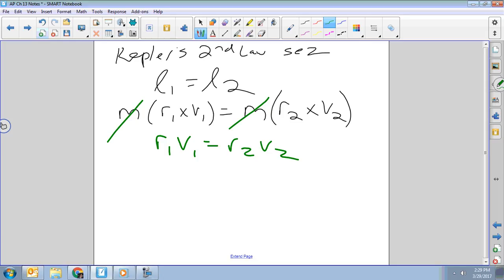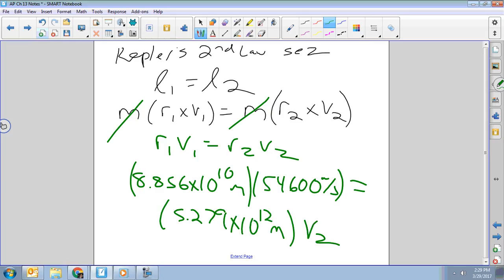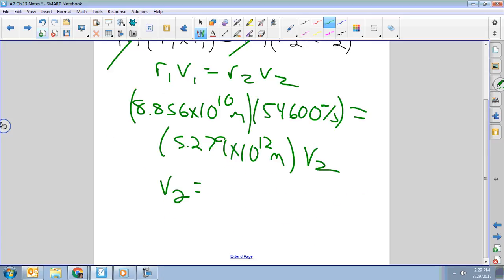So our r1 was this. So this is 8.856 times 10 to the 10th meters times v1, which was 54600 meters a second. That's got to equal r2, which was 5.279 times 10 to the 12th meters times v2, and solve it. So multiply and then divide by this thing, and you get v2 is 916 meters a second. And the posted value I saw was 920.